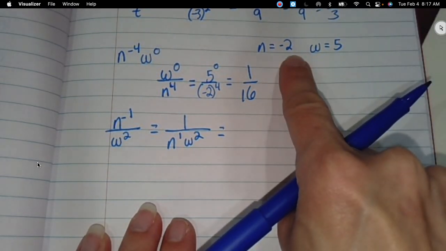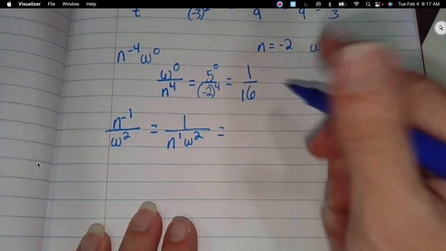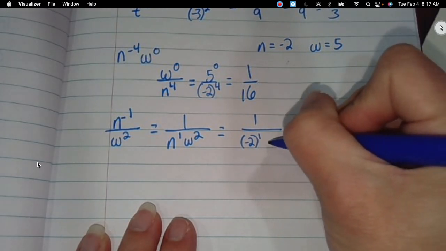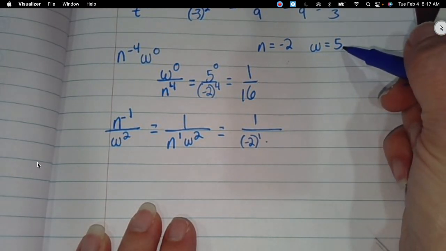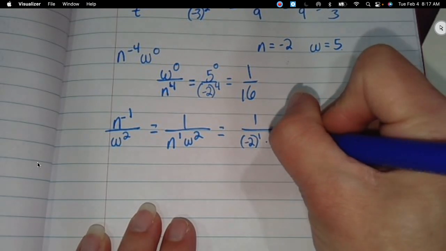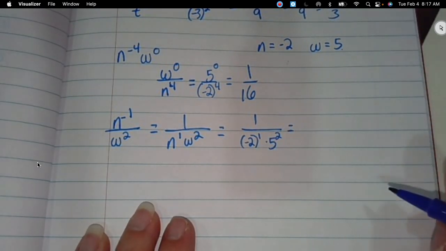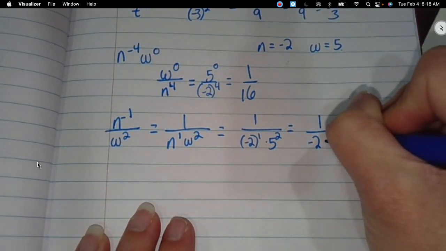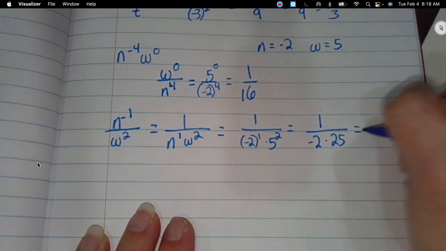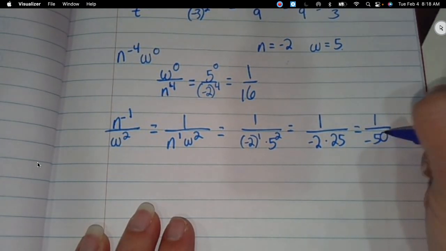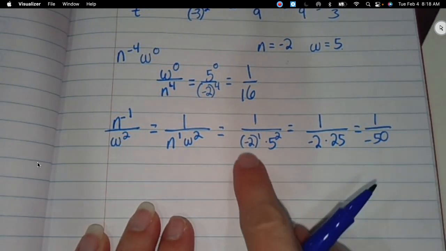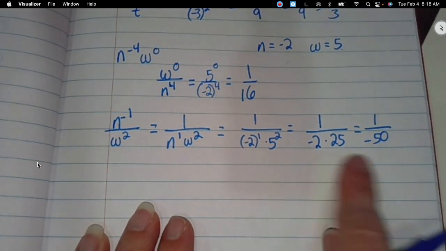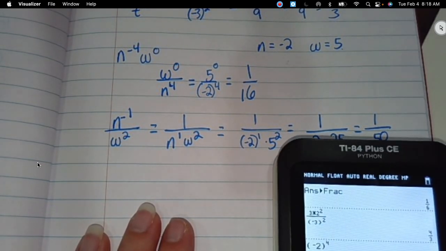So I have -2 to the 1, and then what's my w? It's still 5. So w squared is 5 squared. And again, you can type it in on your calculator if you want. That would give us -2 times 25, which is -50, because -2 to the 1 is -2, 5 squared is 25, and I just multiply them. Again, you could have typed it in your calculator.